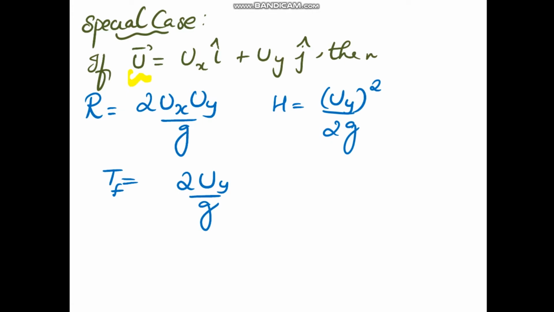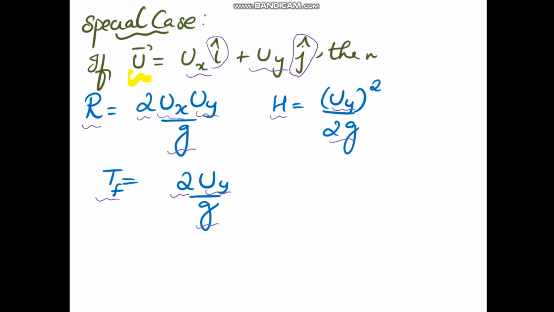Suppose u is given as ux i cap plus uy j cap, that is, in the vectorial representation. Then range is given as 2 into ux into uy divided by g. Time of flight is 2 into uy divided by g. Maximum height reached is uy square by 2g.